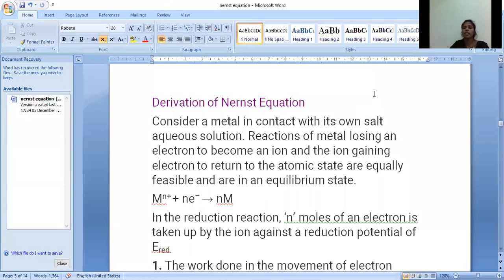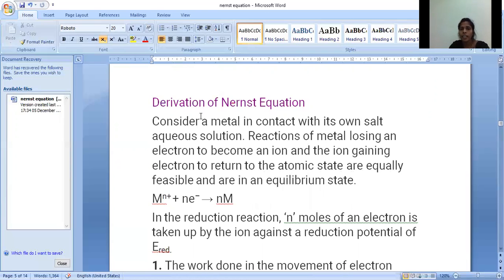Now let us see the main topic, that is the derivation of the Nernst equation. Let us see how to derive the Nernst equation. Consider a metal in contact with its own salt aqueous solution. Reactions of metal losing an electron to become an ion, and the ion gaining an electron to return to the atomic state, are equally feasible and are in equilibrium state.